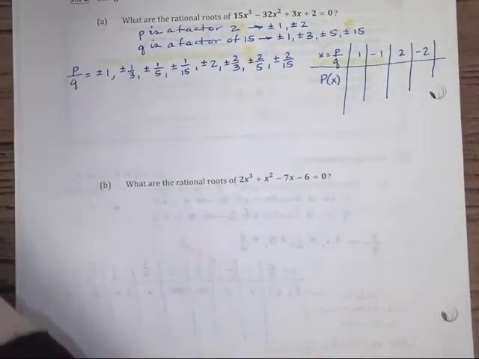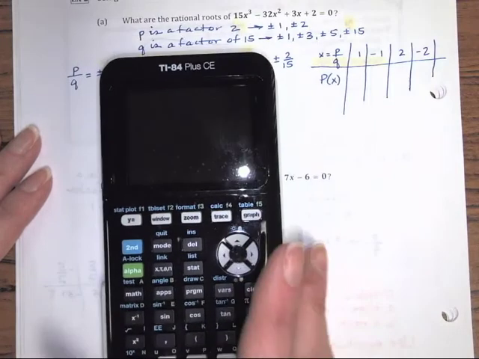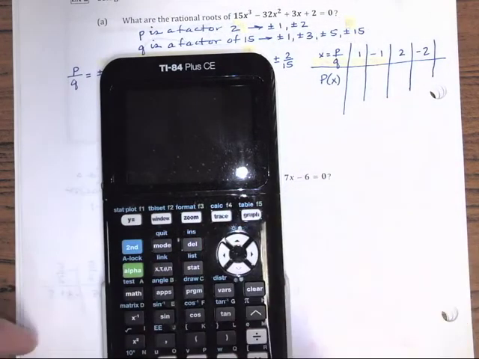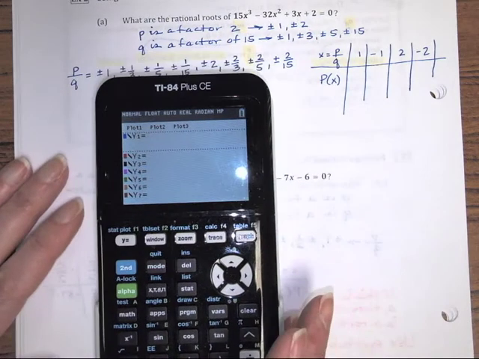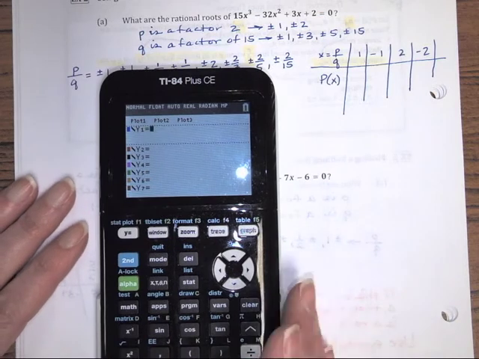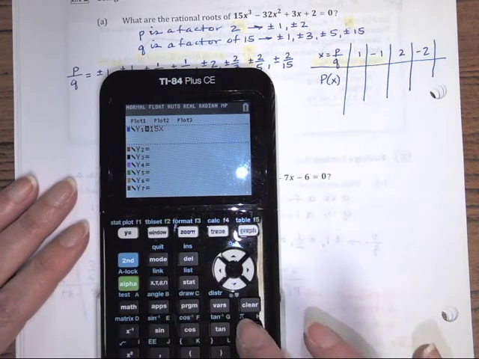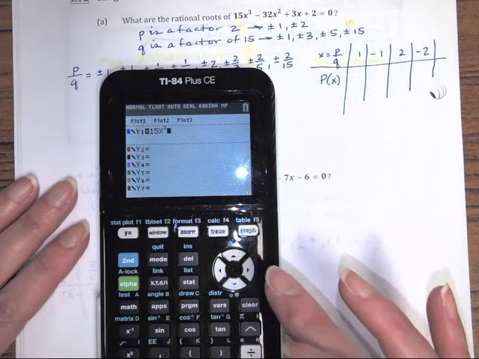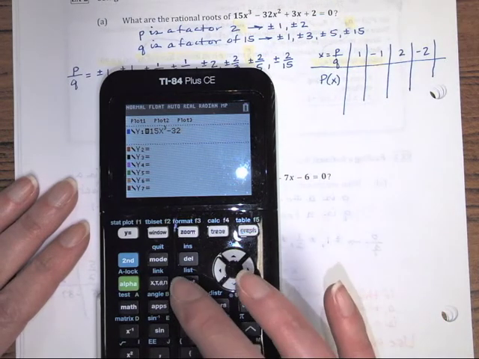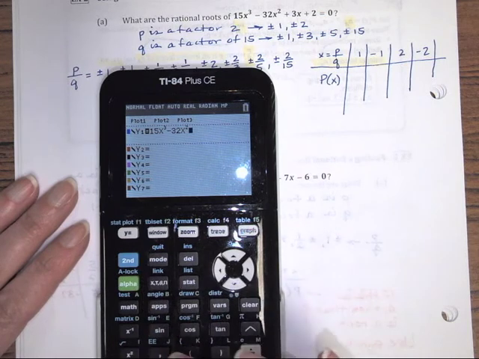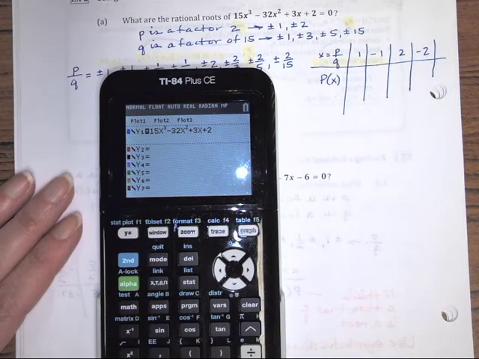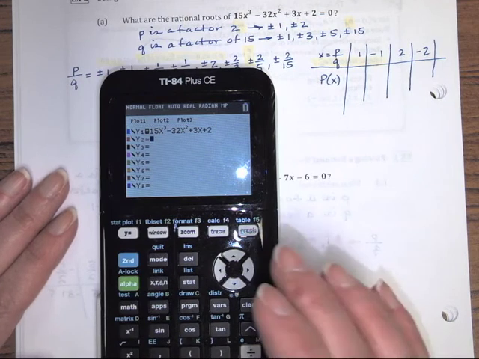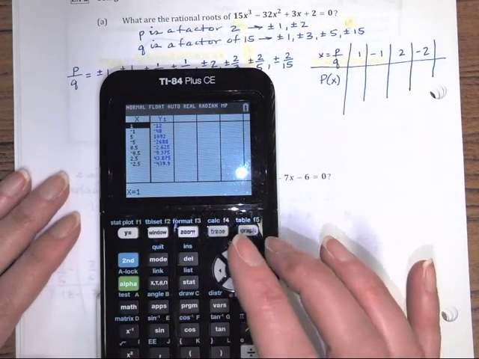All right? So get my calculator out, and I'm going to put my function in. So go to my y equals, clear that out, and I'm going to put in 15x to the third minus 32x squared plus 3x plus 2 and enter. So let's go over to the table, and I'm going to put things in here.